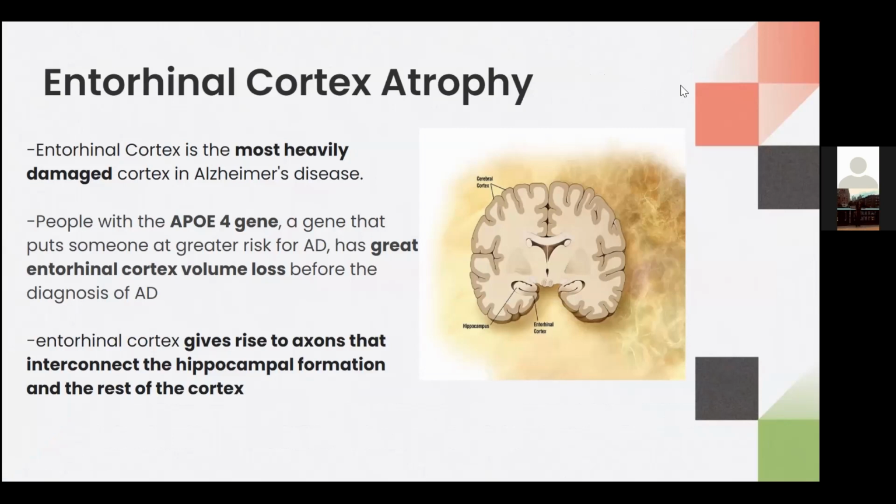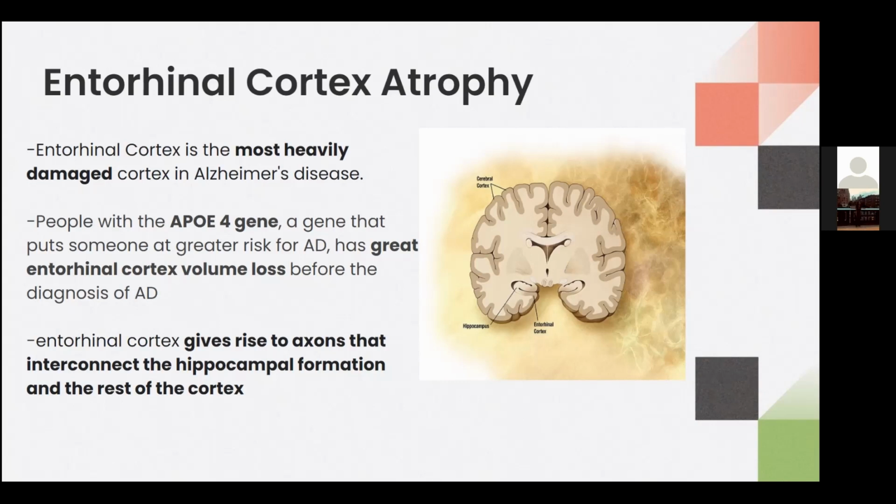So now moving on to entorhinal cortex atrophy. The entorhinal cortex is the most heavily damaged cortex in Alzheimer's disease. Scientists have also deduced that people with the APOE4 gene have great entorhinal cortex volume loss before the diagnosis of Alzheimer's. And people with the APOE4 gene, just to clarify, are at great risk for Alzheimer's. So scientists are able to deduce that entorhinal cortex volume loss is correlated with this gene.